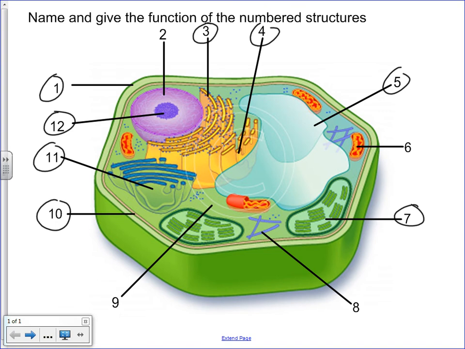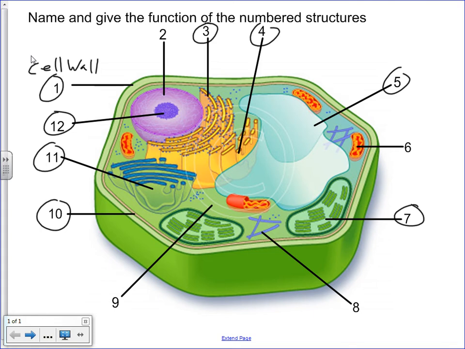Okay, so number one, we are looking at the cell wall. What does the cell wall do? It keeps the shape of the cell, or acts as a frame for the cell. So it supports the cell. Something like that, about shape, support, or frame is good for the function.